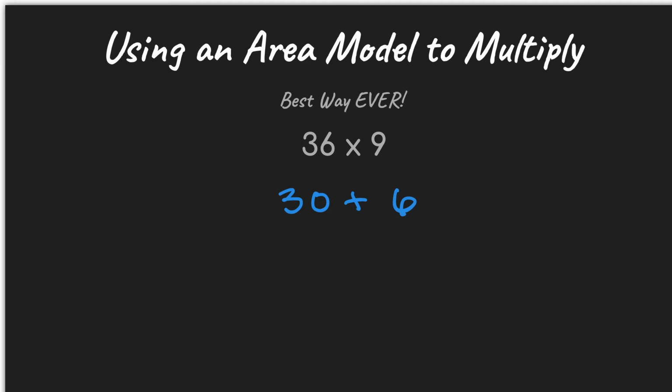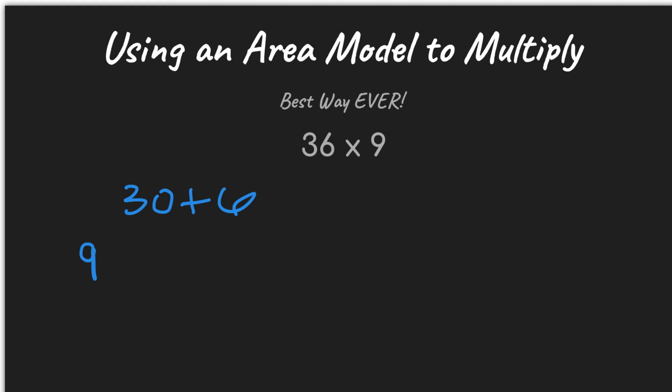Sorry, keep moving my screen. I'm going to show you 2 ways to do it. So the way I would traditionally do it is to do 30 plus 6. And then on the side, I'm going to put 9. And they call it an area model because we draw a little rectangle. And we're going to find the area of these little rectangles. What I like to do is anytime that I see a plus sign, I'm going to draw a line. So in this case, I have a line right here.